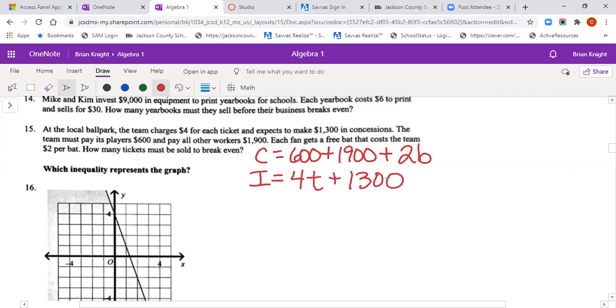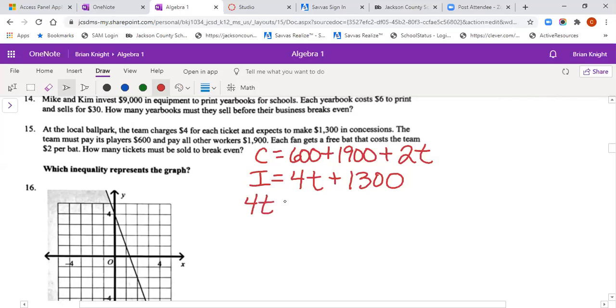Okay, so just figure out which one you want which to be. I'm just going to change that B to a T. Does everybody understand why we can do that? Because the only way to get a bat is if you bought a ticket. Everybody with me? And now we set those equal to each other.